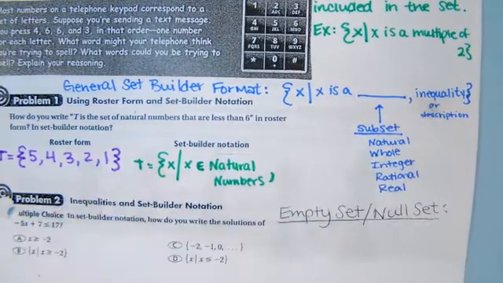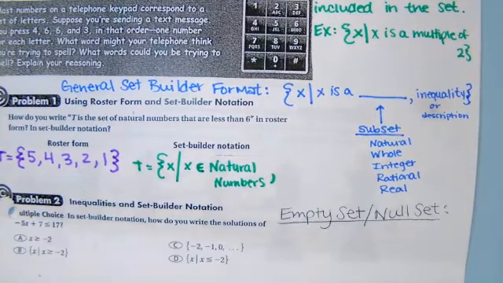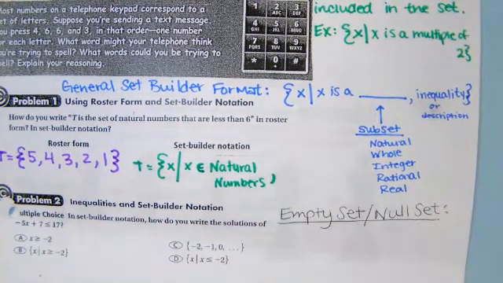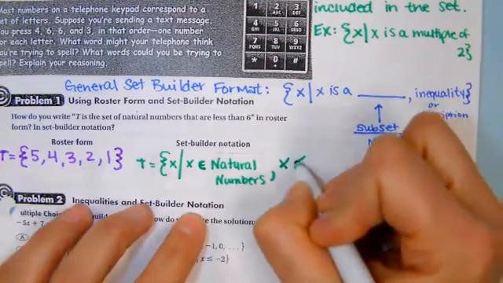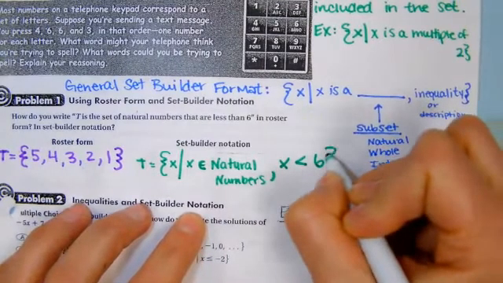And then you put a comma. And then the last thing you list is either an inequality or a description. In this case, it makes sense to us to do an inequality, right? Because it says that they are less than 6. So we would say such that x is less than 6.